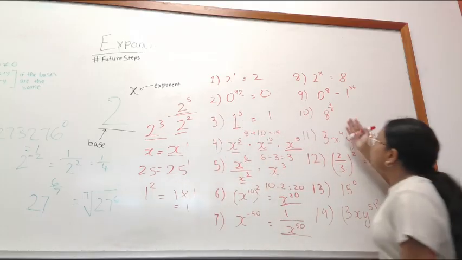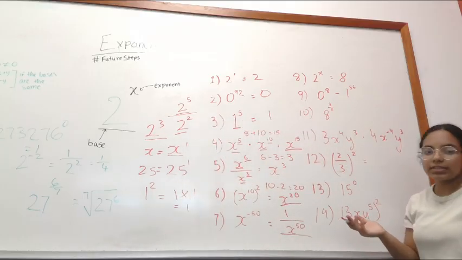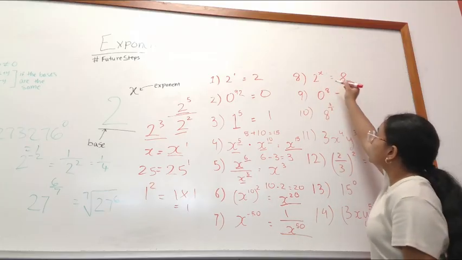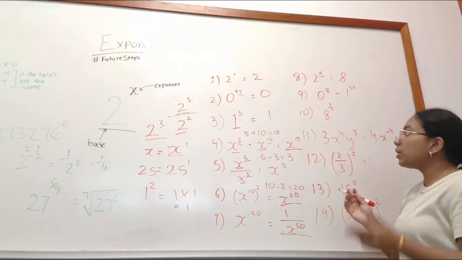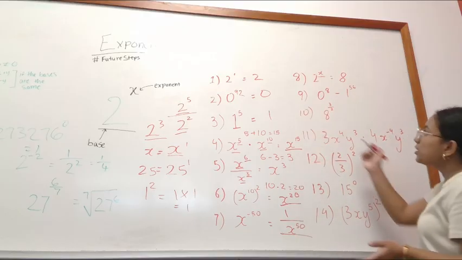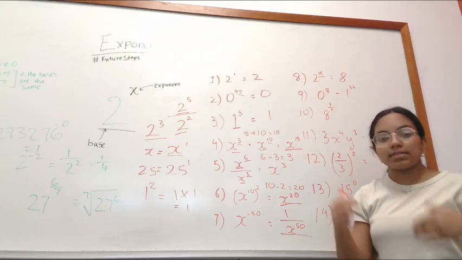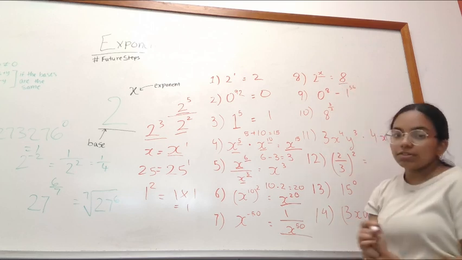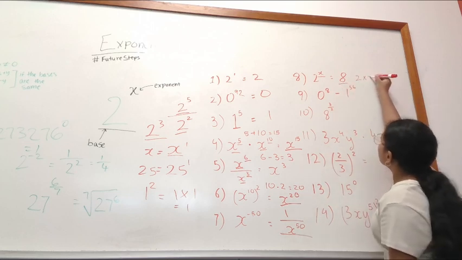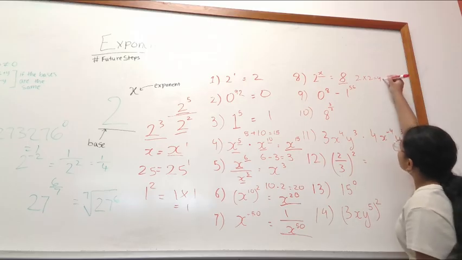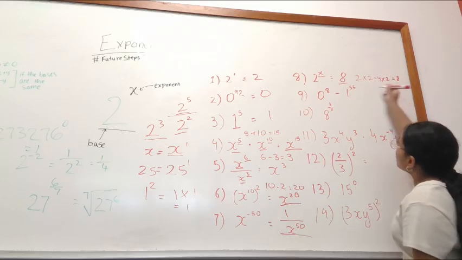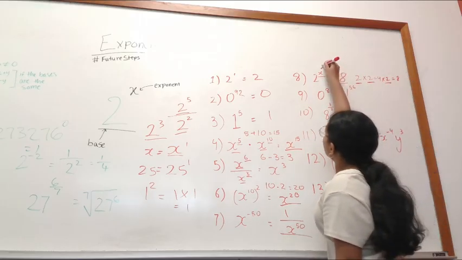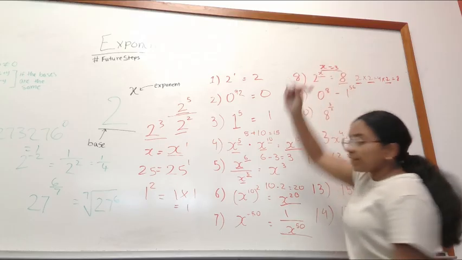Now let's look at number 8. Number 8 basically says 2 to the power of x equals 8. So your goal is to find x. You can think about it this way: how many times can you multiply 2 by itself to get 8? Let's look at it, right? 2 times 2 is 4. So 4 times 2 is 8. And how many 2's do we have here? 3. So your x is going to be 3.